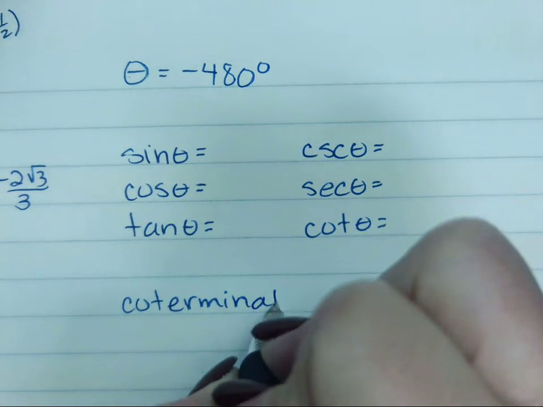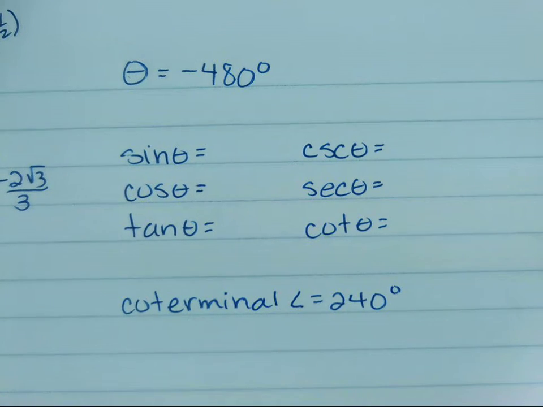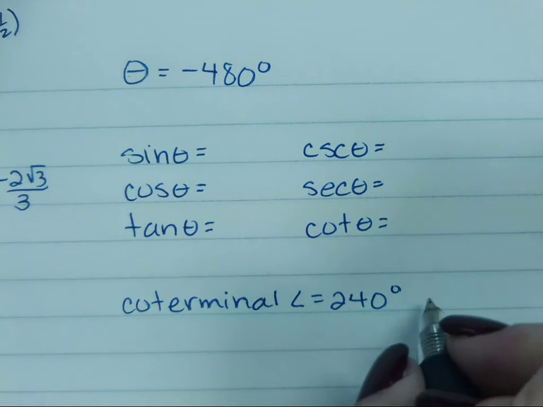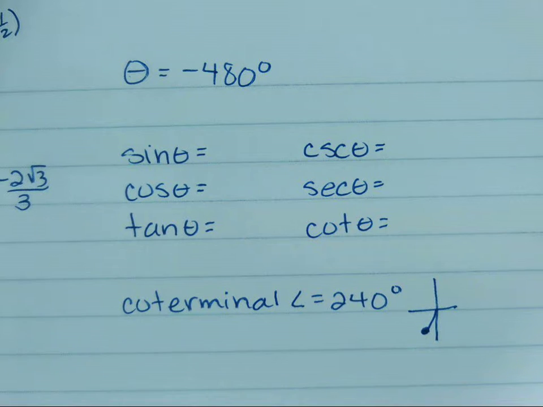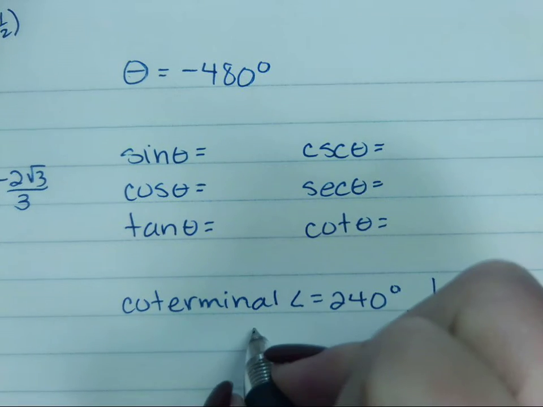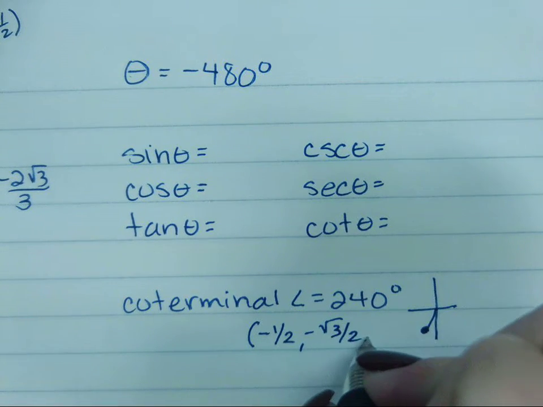All right, so coterminal angle, that was 240 degrees. All right. And at 240 degrees, that's down here. And so that is going to end up being a coordinate that's negative 1/2, negative root 3 over 2.